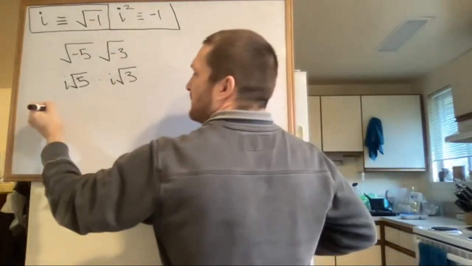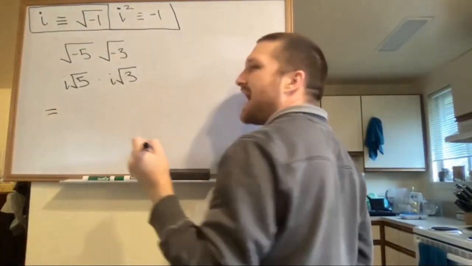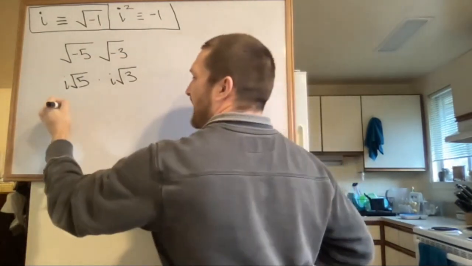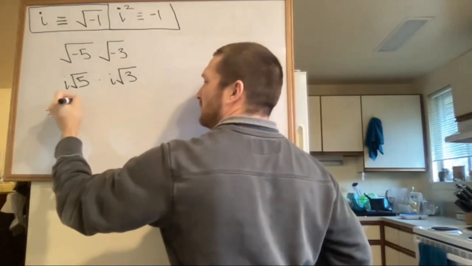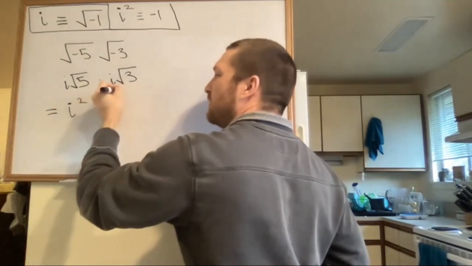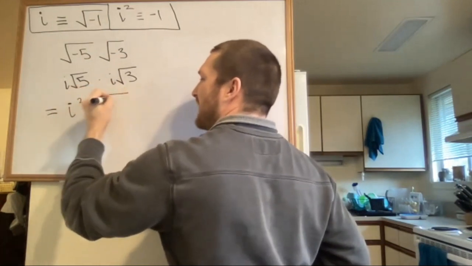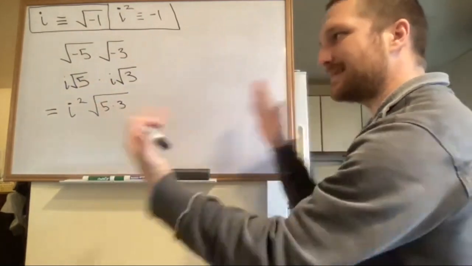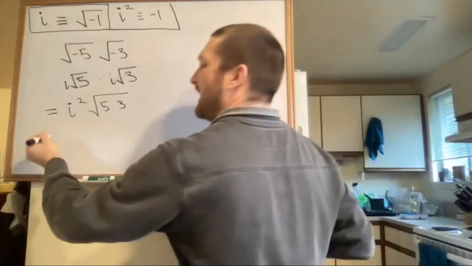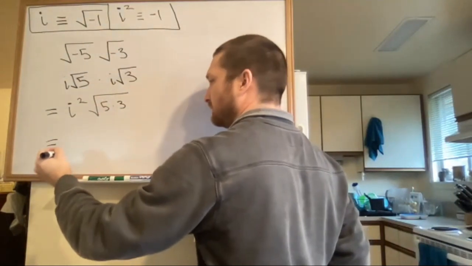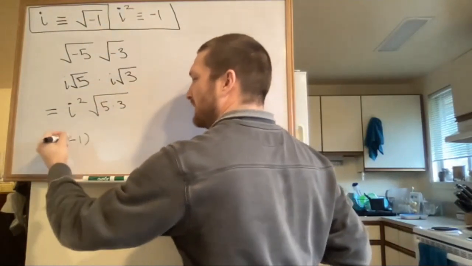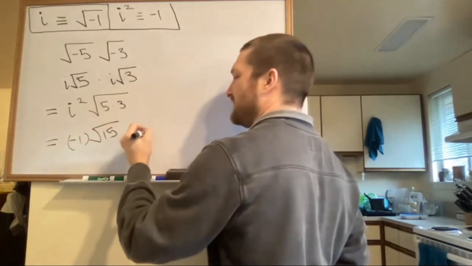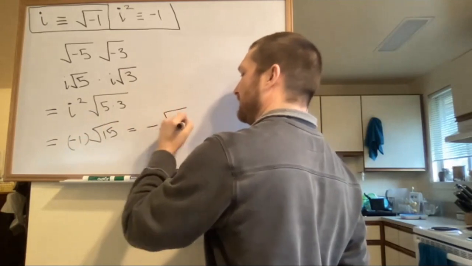So how can I rearrange this? Why don't we get the i's together? How many i's do I have? 2. So that's i to the what power? Squared. And then we could rewrite this as 5 times 3 if we're so inclined, all in the same square root, right? I kind of skipped that step, but you see what I'm doing. What's i squared? Negative 1. Negative 1 times the square root of 15, which is just negative root 15 right there.